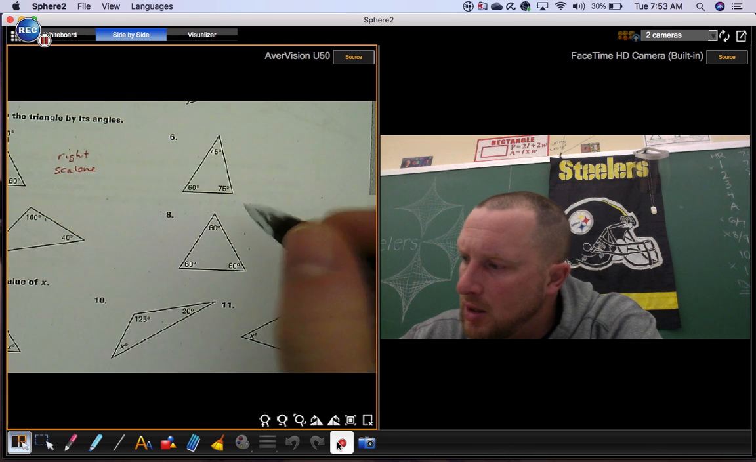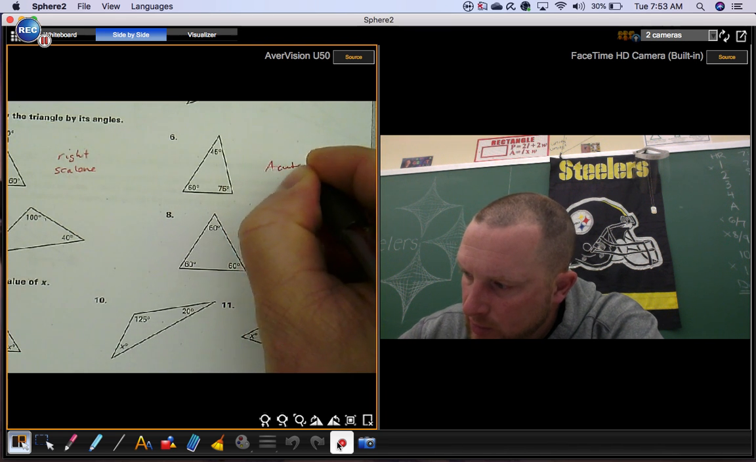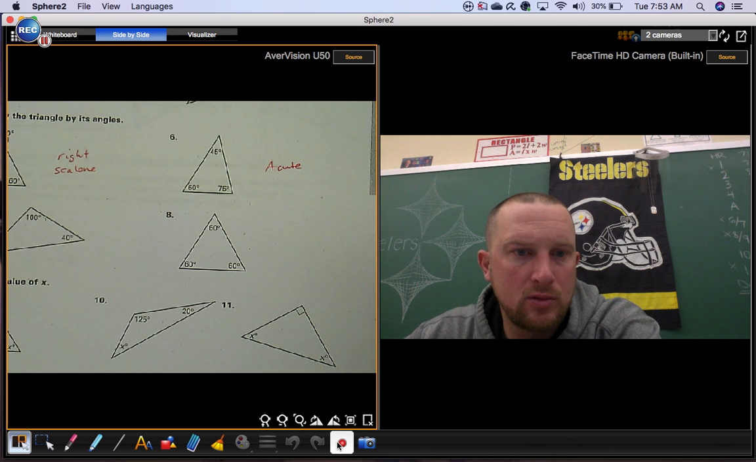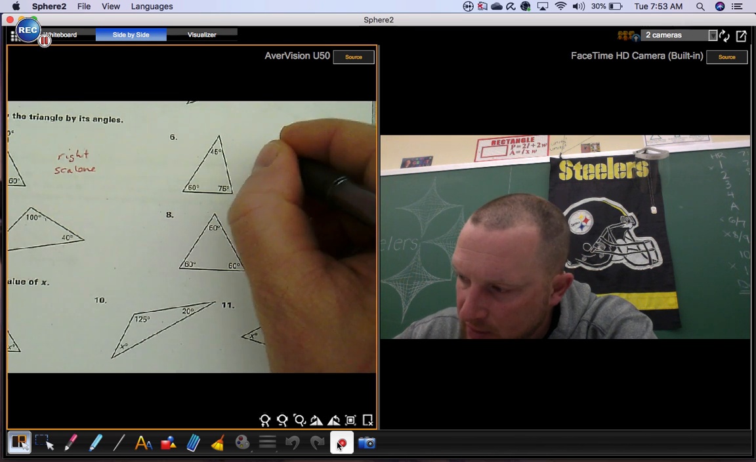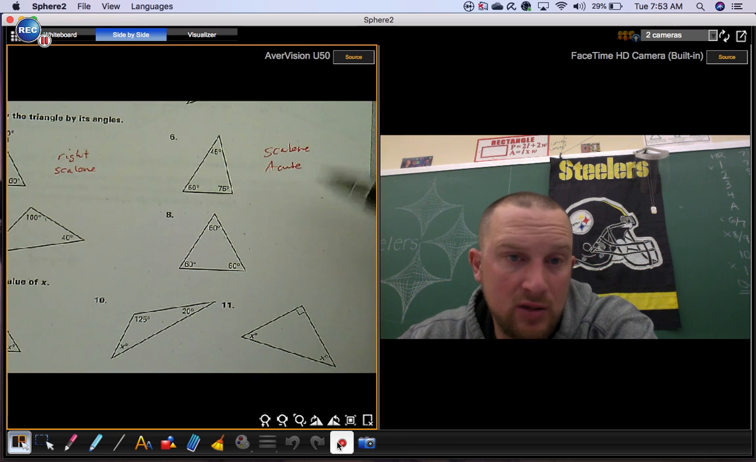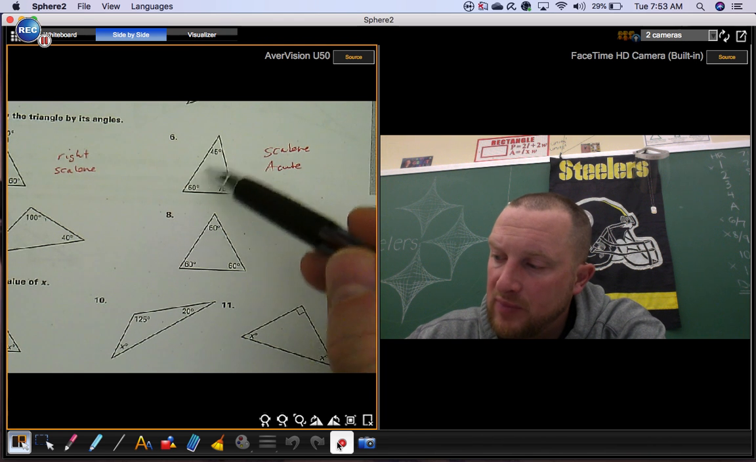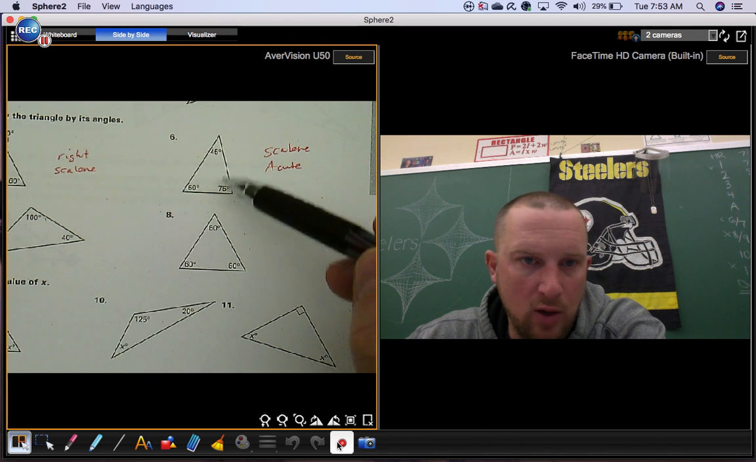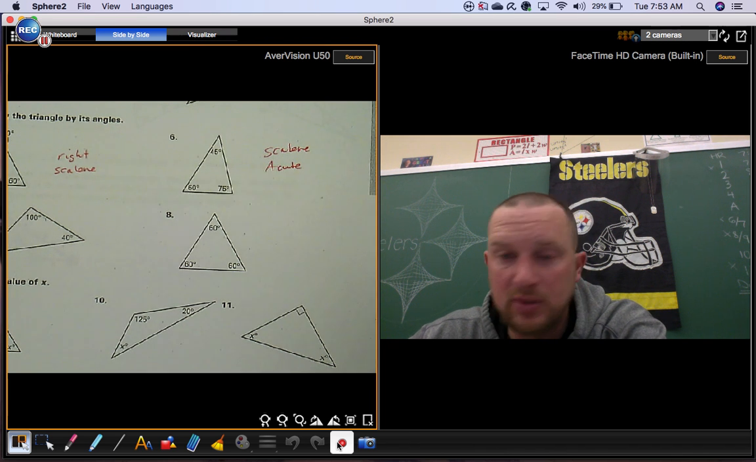Number 6, we're classifying by angle. They're all acute angles. So it's an acute triangle. If you want to go a little bit further, notice how all of the angles are different. So it's scalene. Scalene acute, acute scalene, whatever you want to call it. These angle measures don't always have to be like this. They can be a little bit different. As long as they're all less than 90 and all different from each other, it would be scalene acute.